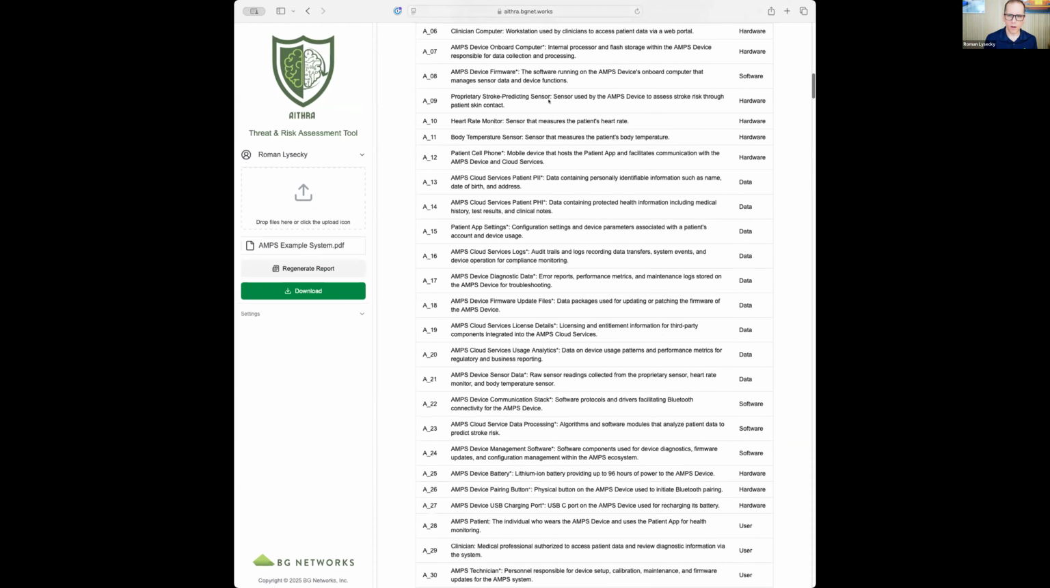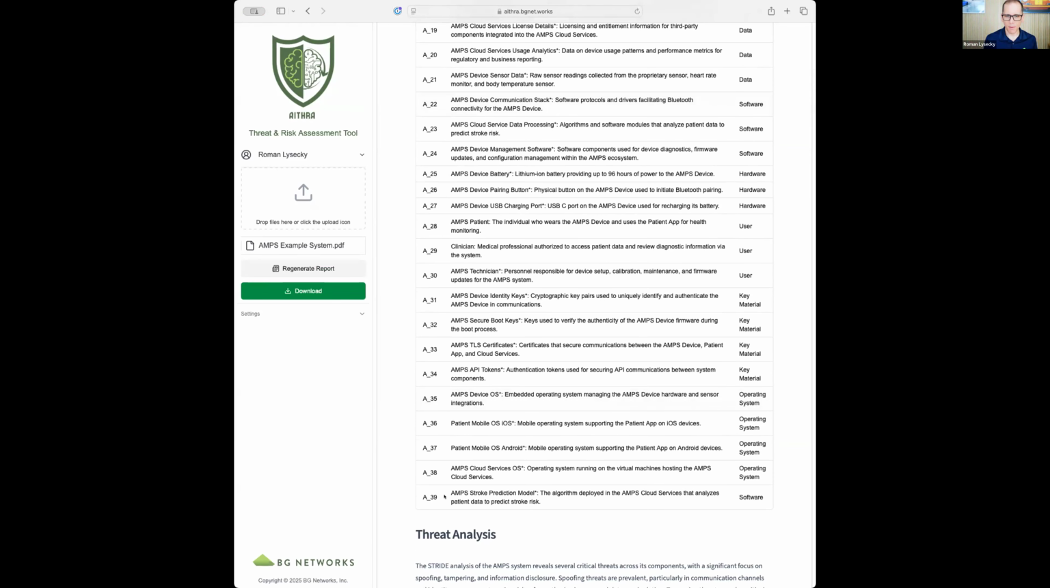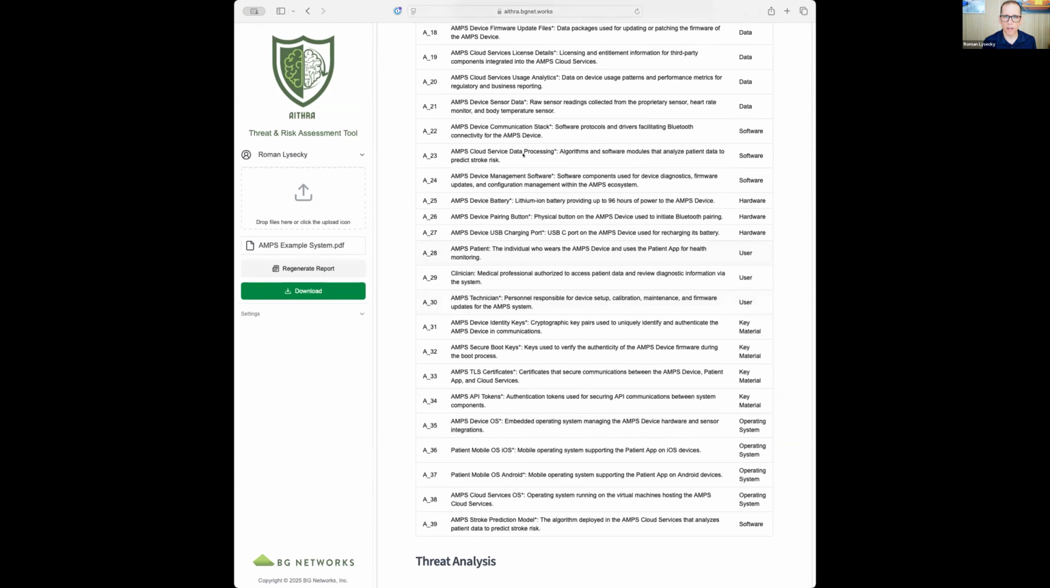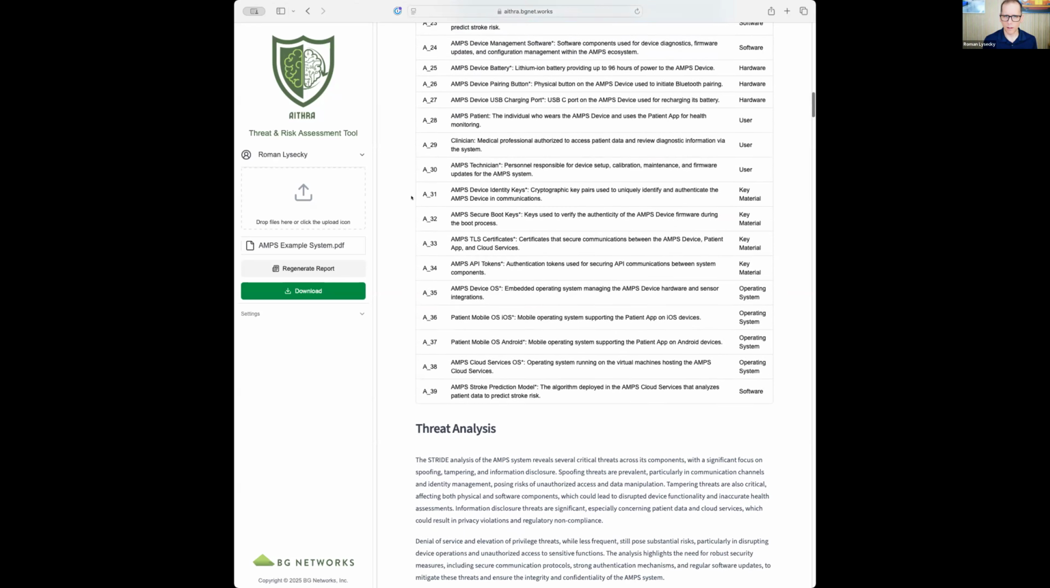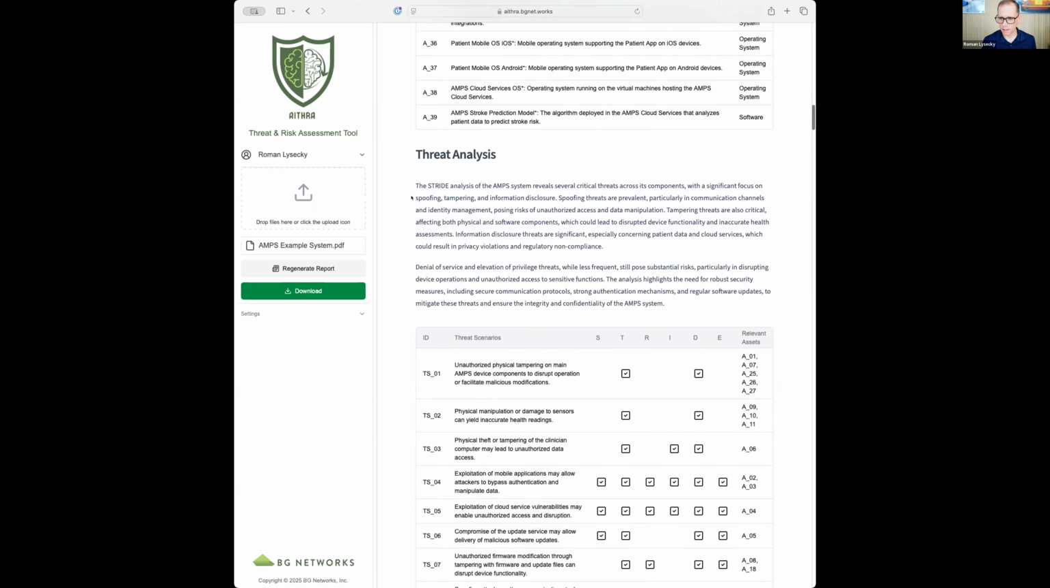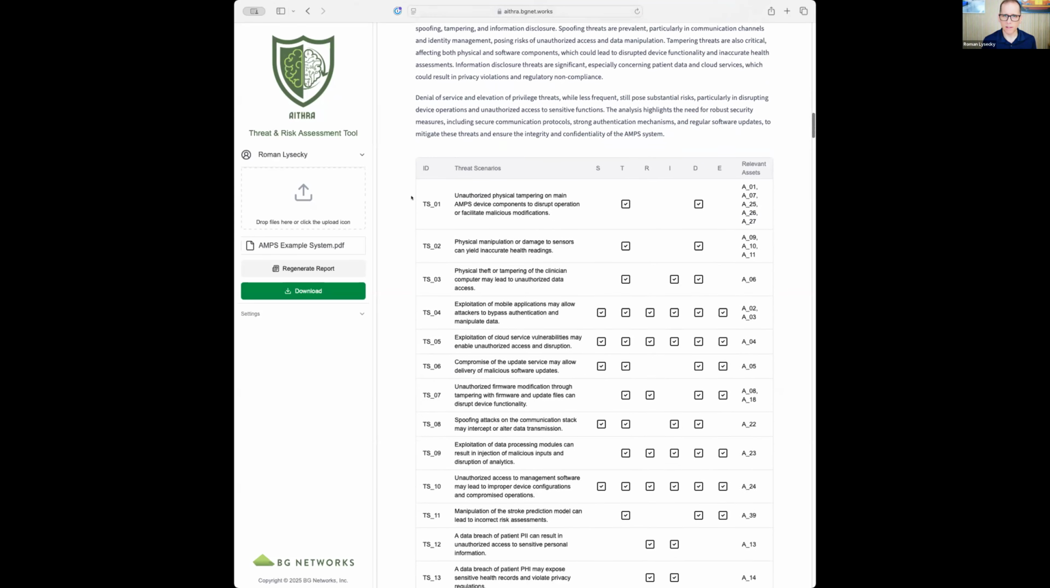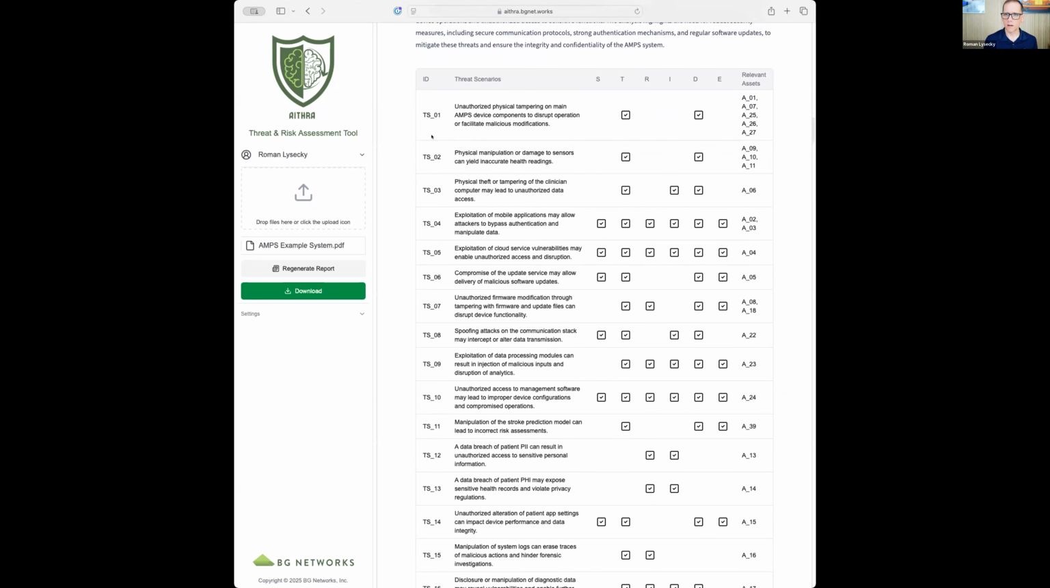So roughly here, you'll see it's identified about 39 assets. I will try to find one here related to the communication stack. So asset 22, that's the communication stack for your Bluetooth connectivity with the AMPS device. And so I'm going to look for that in the remaining steps here to see if we can identify some of the threats against it. Here's the threat scenarios and the STRIDE analysis done for that.